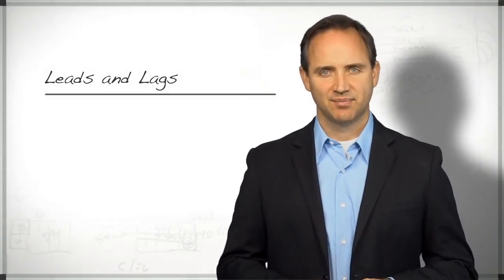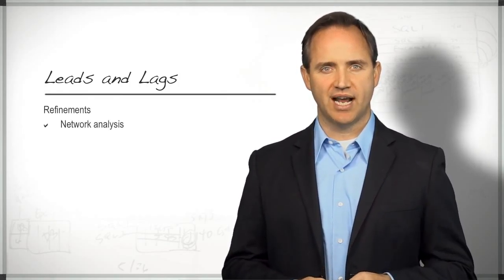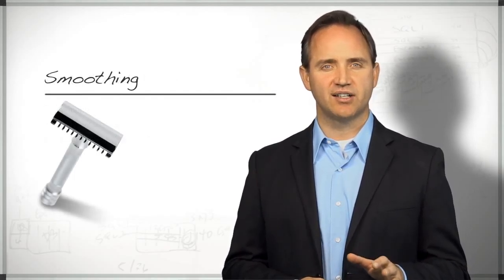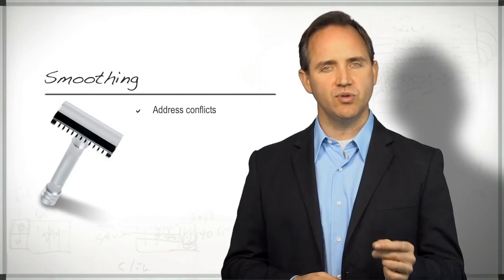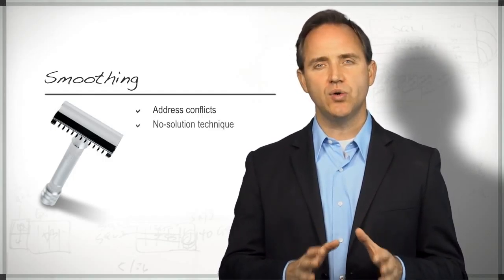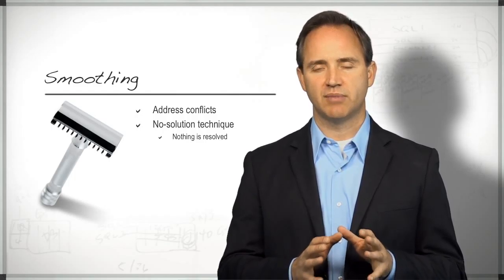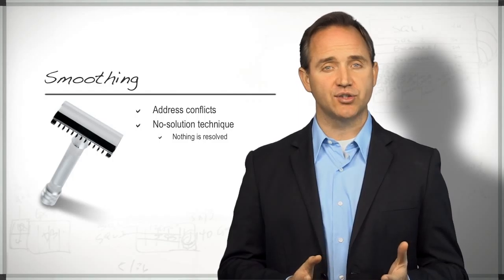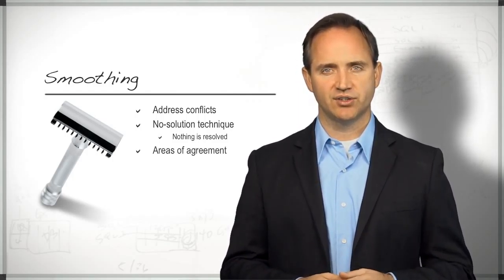Leads and lags. Leads and lags can act as refinements applied during network analysis to help smooth the project schedule. Smoothing is a technique used to address conflicts within a project. Smoothing is considered a no-solution technique because nothing is actually resolved by smoothing. With smoothing, the project manager concentrates on areas of agreement to progress activities.